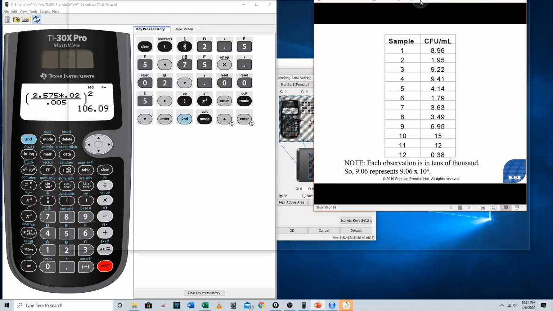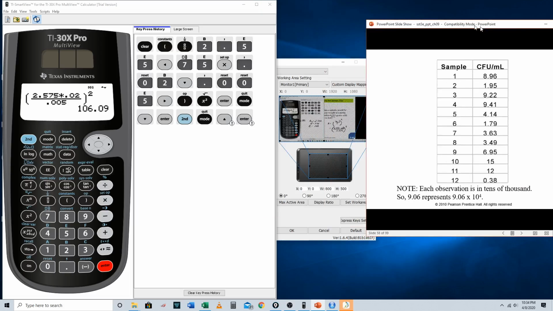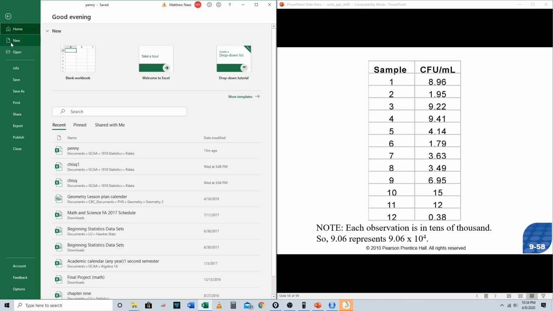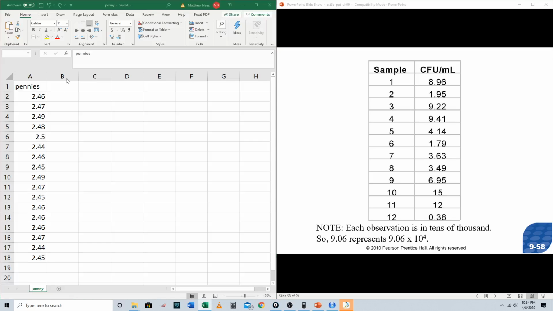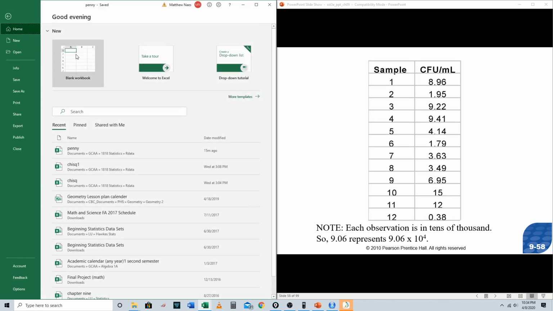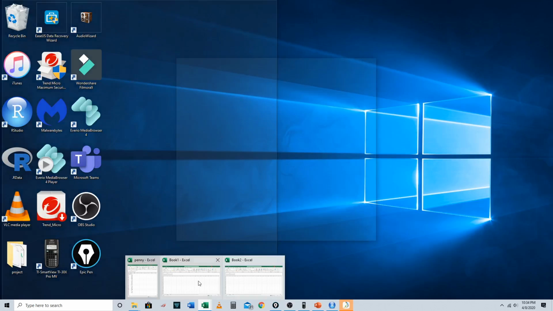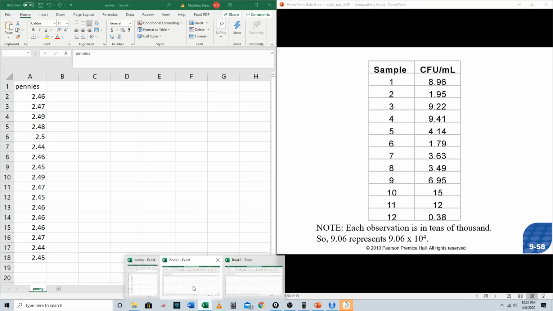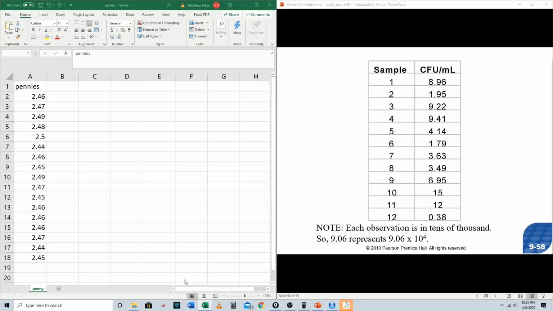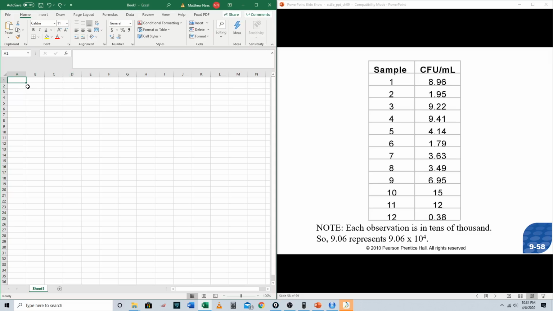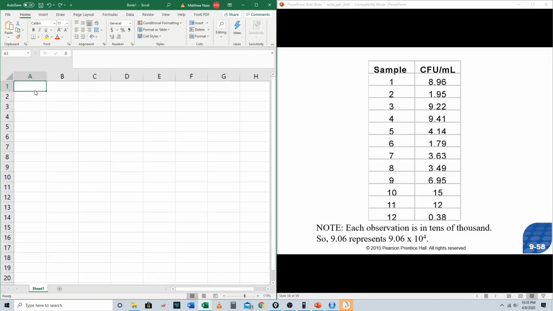Let's make an Excel file. Excel, there we go. File, new, blank. Oh, it's on my other screen. Okay. Yeah, I have a couple screens.